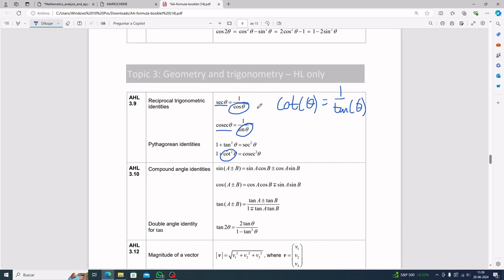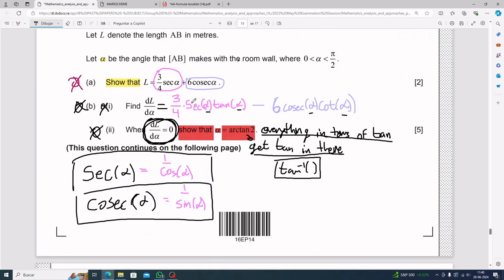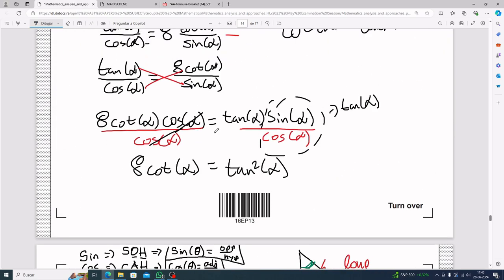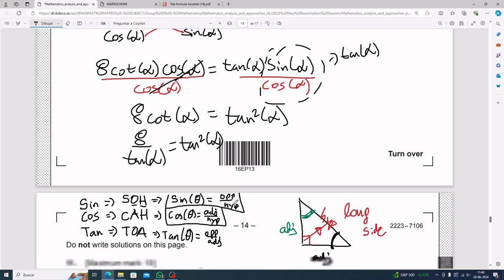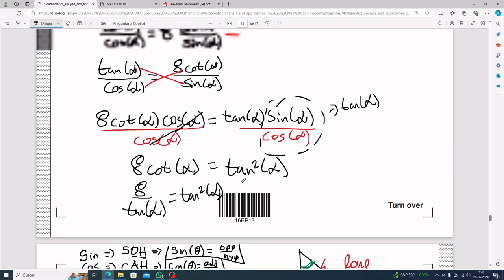This is the kind of thing you have to know. So much how you have sec for 1 over cosine or cosec for 1 over sine, you do have cotangent for 1 over tangent. So that being said, I come back over here, and the cot, I can just write it as 8 divided by tangent, right? And now we're almost done. Everything is in terms of alpha. It looks much more friendly.